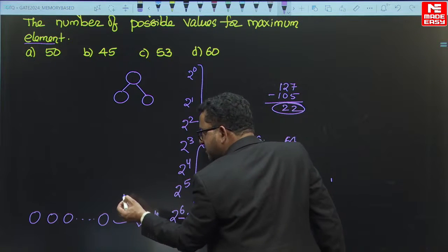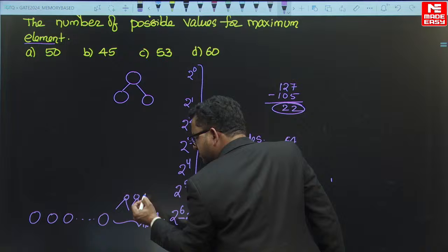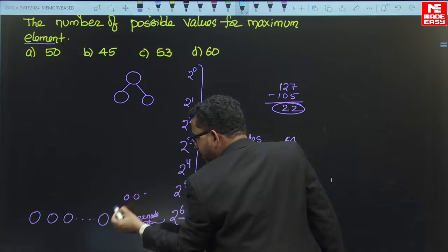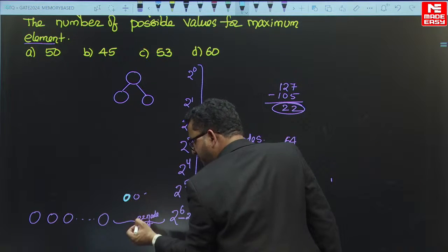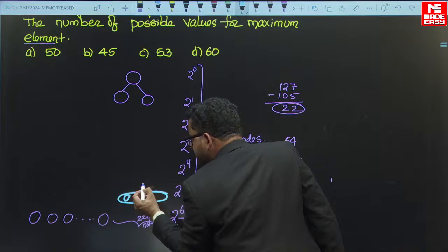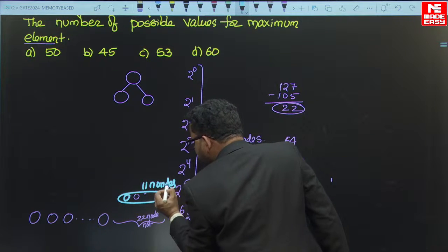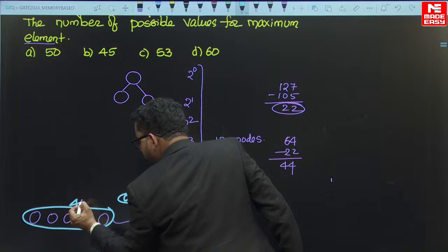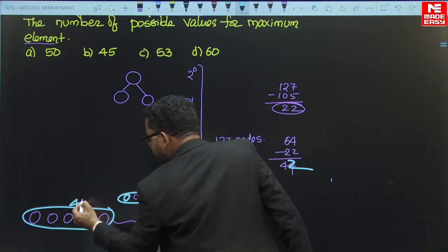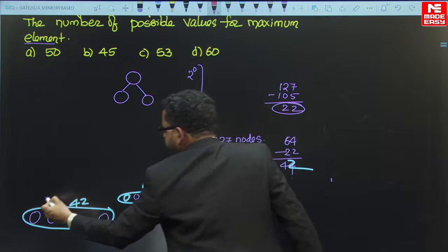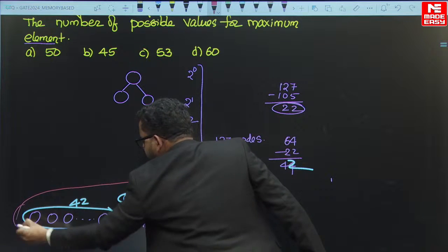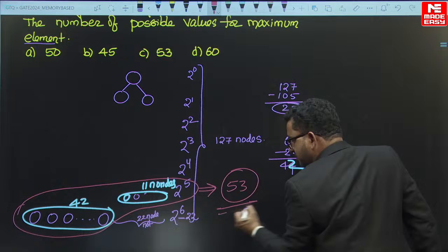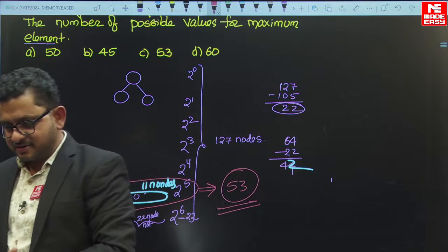For those nodes, the previous level becomes the leaf level, right? So for these 22 nodes, 22 by 2 gives 11 nodes. Among these 11 nodes plus the 42 nodes, these are the total number of leaf nodes. Among those total 53 leaf nodes, the maximum can exist anywhere.